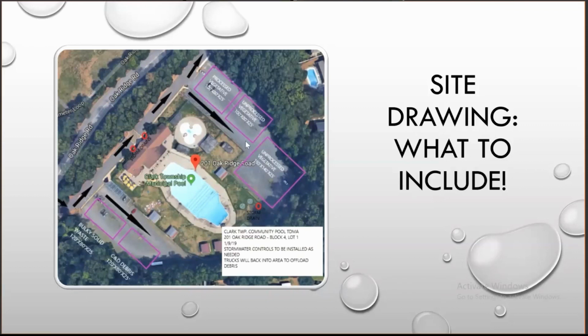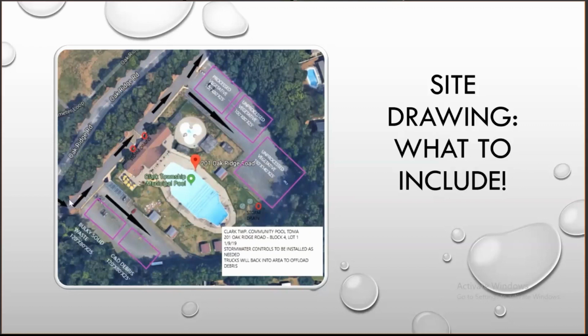So most importantly, each individual stockpile must be labeled with the type of debris and the dimensions. And as you can see, there's a little bit of space in between each stockpile. That's usually a fire code issue, so we like to see at least 10 feet in between each stockpile.